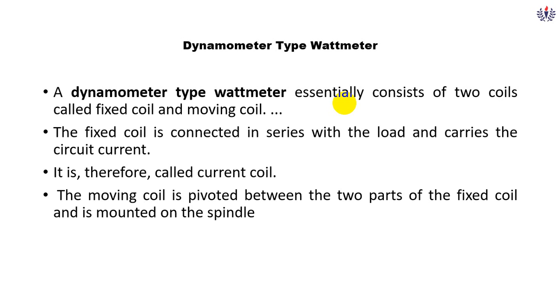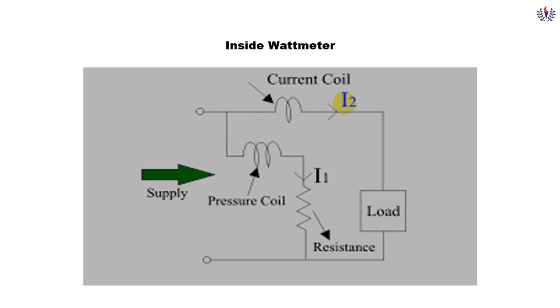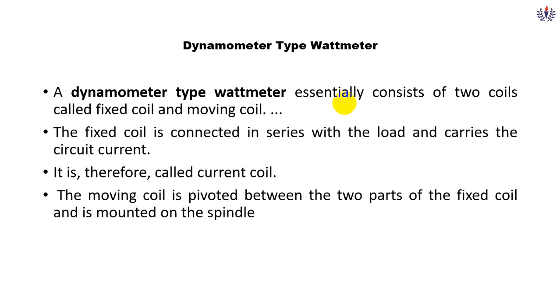The fixed coil is connected in series with the load and it carries the circuit current. We already discussed about it. That's why it is known as a current coil. The moving coil is pivoted. You can see one parallel winding is there. That is the pressure coil. It is pivoted, that is, it will be moving inside the fixed coil, which is mounted on a spindle where the moving arrangement will be there.